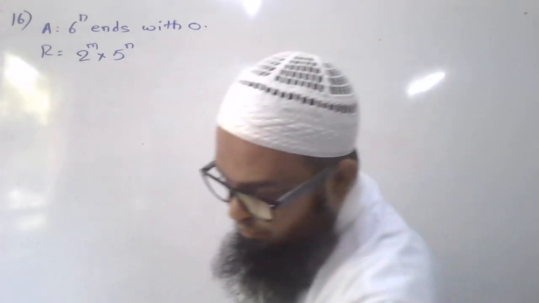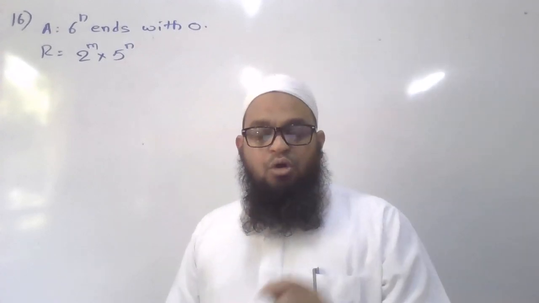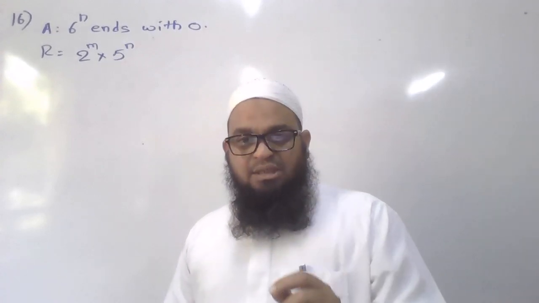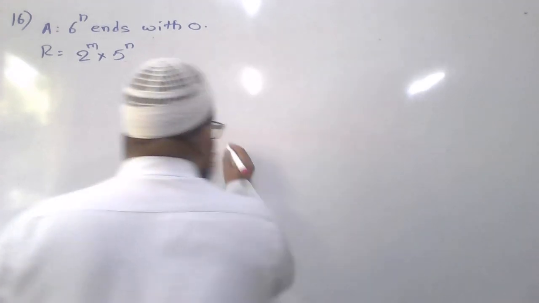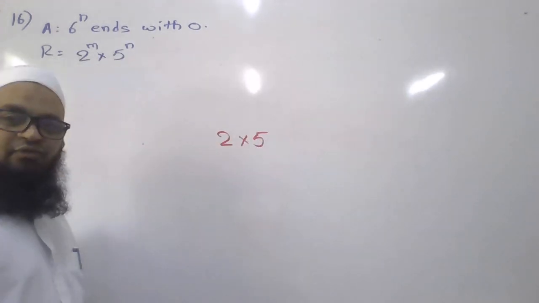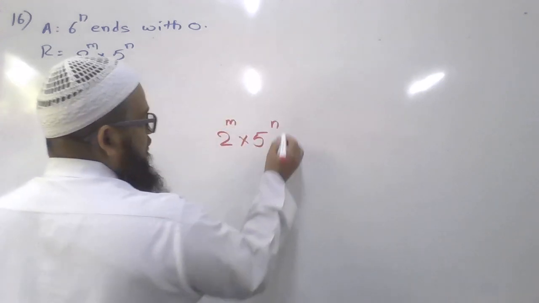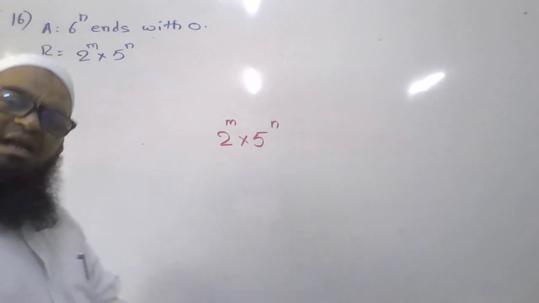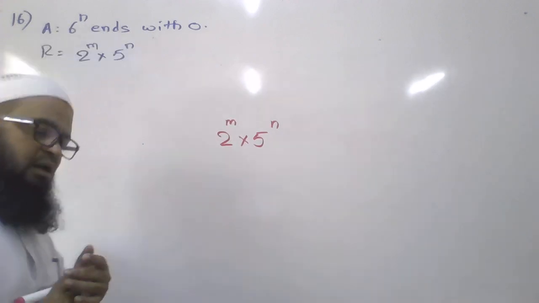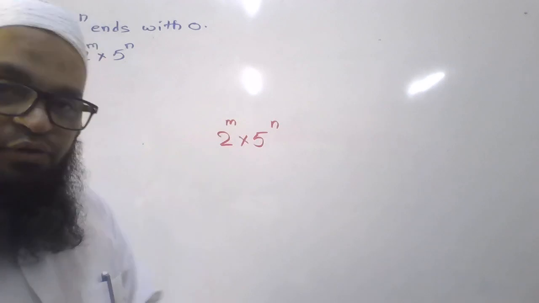So what is the concept we have studied? In order that a number ends with 0, its prime factorization should contain 2 and 5 as its factors. And precisely, 2 to the power of m into 5 to the power of n. So any number of 2's and any number of 5's you can have, but at least one 2 and one 5 should be there in the prime factorization of the given number.